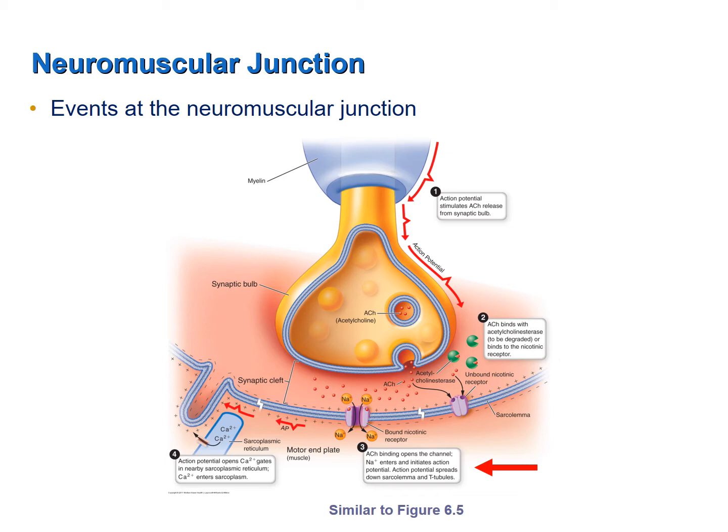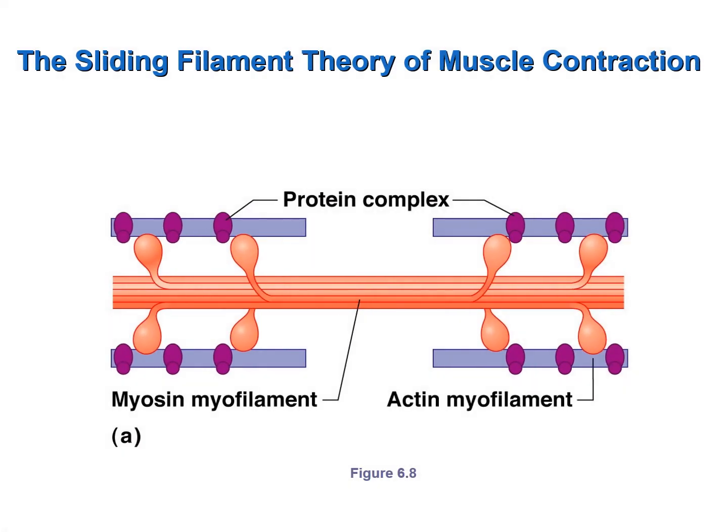As that action potential spreads throughout the sarcolemma of the skeletal muscle and down the T-tubules, it causes a release of calcium from the sarcoplasmic reticulum. So you may ask the question, what in the world does the release of calcium from the sarcoplasmic reticulum have to do with muscle contraction? Well, I'm going to explain that now.